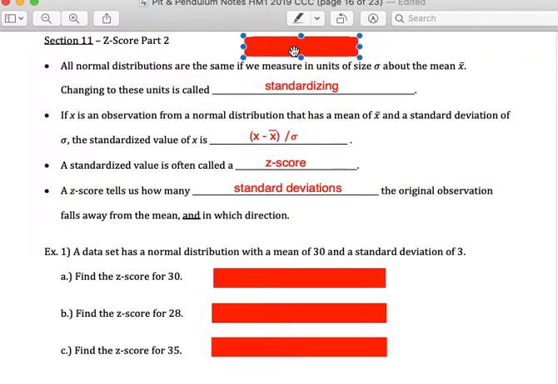A z-score tells us how many standard deviations we are away from the mean and in which direction. So remember, if it's a positive z-score, we were above the mean. If it's a negative z-score, we are below the mean. So let's take 1 minute here. We already saw the z-score formula last class, and you have it now here at the top, x minus x bar divided by standard deviation. So if a data set has a mean of 30 and a standard deviation of 3, calculate these 3 z-scores by plugging those values in.